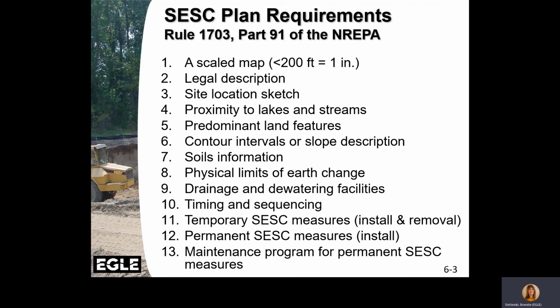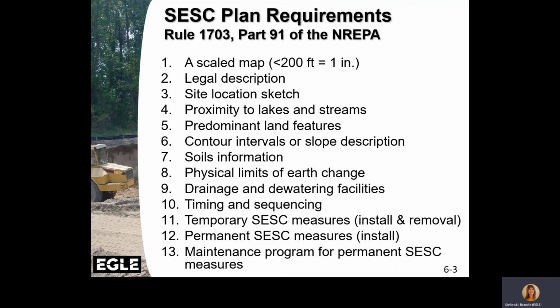We're going to begin by examining the 13 minimum required elements of an SESC plan. The expectation is that all plans will have each of these elements. When EGLE performs a program review, we look for every item on every SESC plan we review, and often find errors or omissions. We're going to break them down and discuss why each element is important.